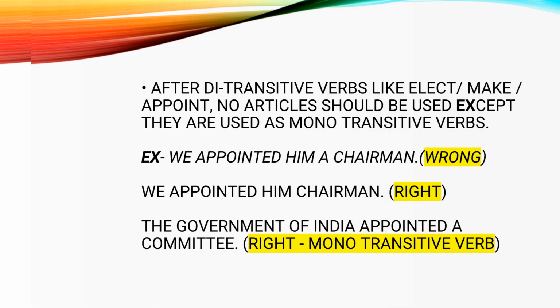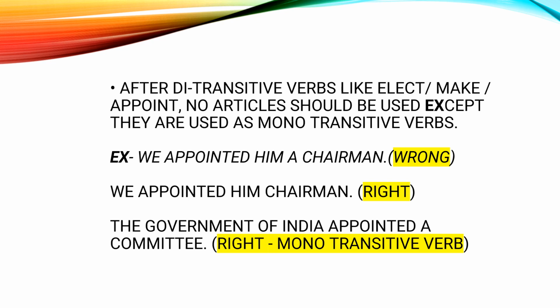Moving to the next thing. After ditransitive verbs like elect, make, appoint, no articles should be used, except when they are used as monotransitive verbs. If you are wondering what monotransitive verbs are, you're going to get that information further in the video. So for example, we appointed him a chairman.